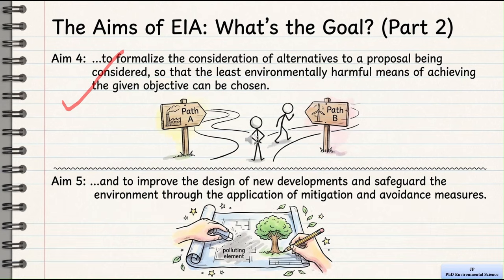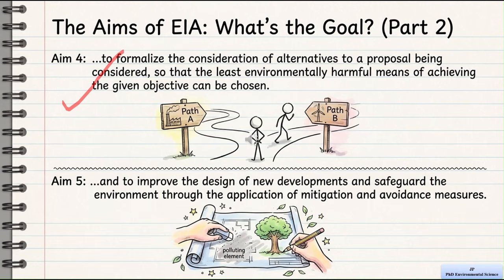If we want to build a road, we may have route A and route B. One route may destroy forest, while the other may have less impact. EIA helps us choose the better option. So do not just accept one plan, always check better and safer alternatives.